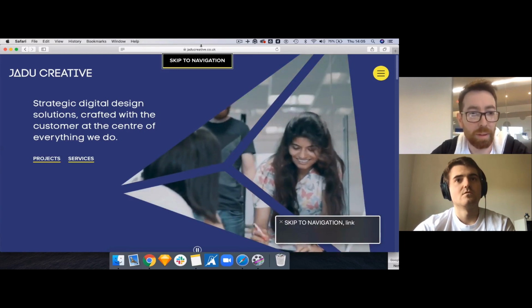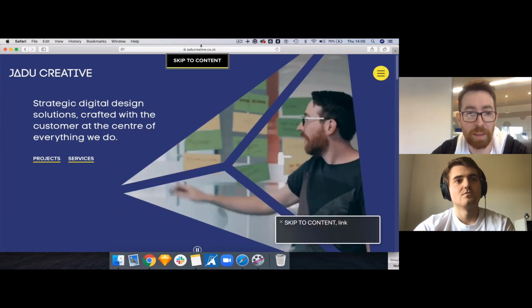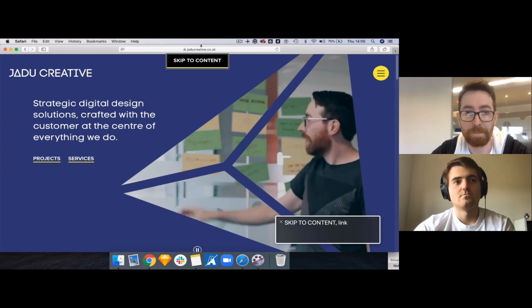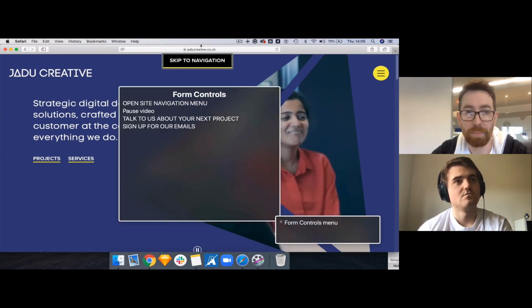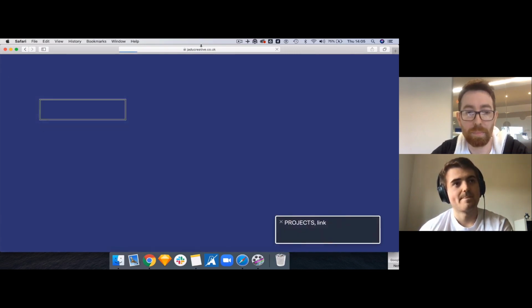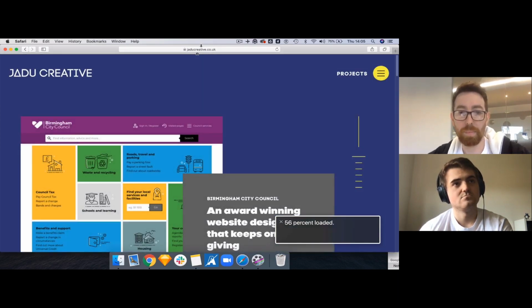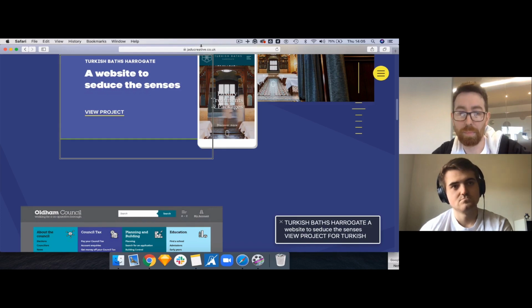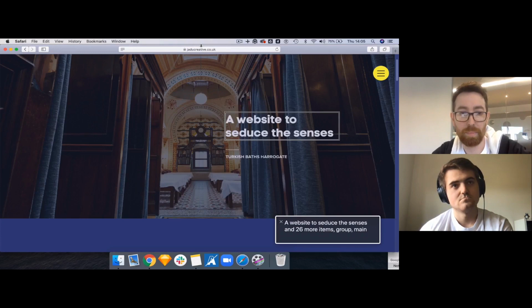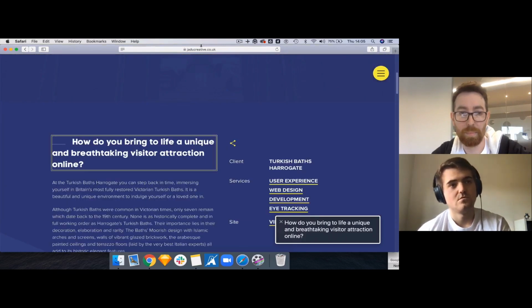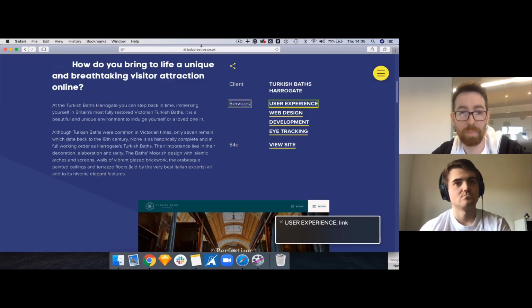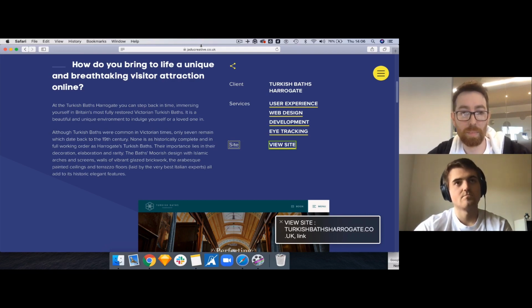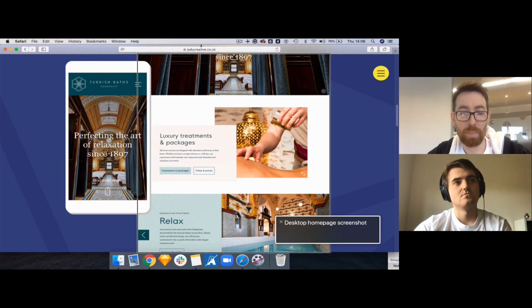Skip to content. Skip to navigation. Link. Form controls menu. Open site navigation menu. Projects. Link. Projects. Jadu create. 56% loaded. Form controls menu. Headings menu. Turkish Baths Harrogate. Turkish Baths Harrogate, a website to seduce the senses. View project for Turkish Baths Harrogate. Link. Skip to content. Link. A website to seduce the senses. And 26 more items. Group. Main. Turkish Baths Harrogate. How do you bring to life a unique and breathtaking visitor attraction online? At the Turkish Baths Harrogate you can step back in time. Services. User experience. Link. Web design. Link. Development. Link. Eye tracking. Link. Site. View site. Turkish Baths Harrogate Co UK. Link. Mobile homepage screenshot. Desktop homepage screenshot.